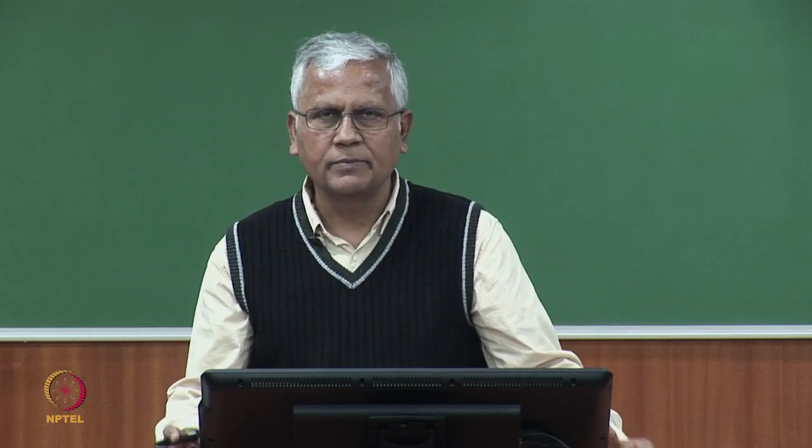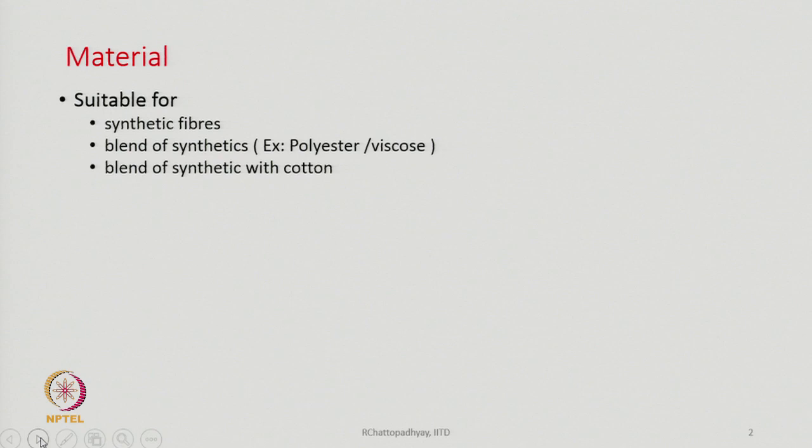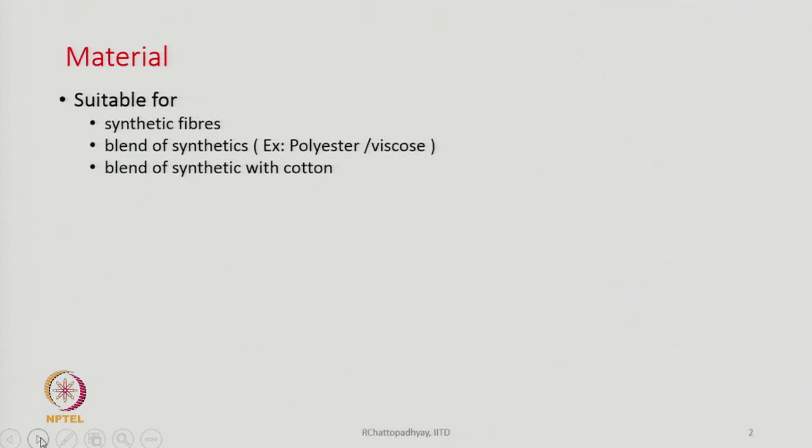So, we are going to discuss material and process parameters in the context of air jet spinning. In the material, for this particular technology, it is suitable for synthetic fibers primarily or blend of synthetics, that is, it could be as an example polyester and viscose rayon fibers, or polyester with modal fibers, or polyester with lyocell fibers, something like this, where both the blend partners are synthetics.